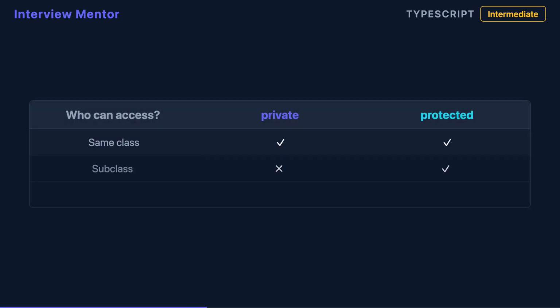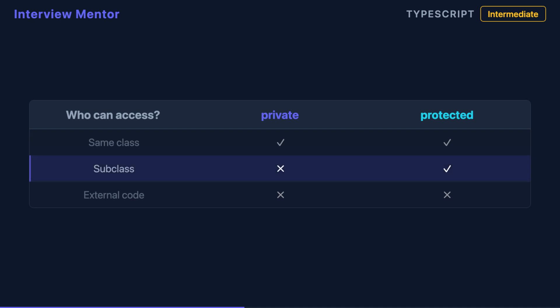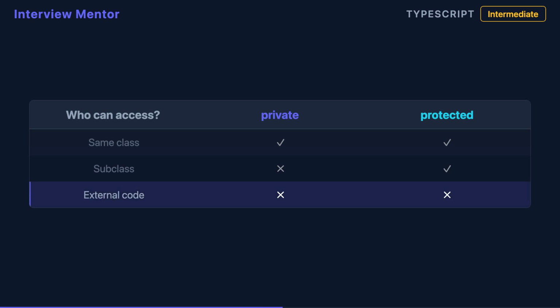Here's how they compare. Both private and protected block external access. That part is the same. The difference is inheritance. Private creates a hard wall between parent and child, so even a subclass cannot reach it. Protected is the bridge that lets your class hierarchy share internal state without exposing it publicly.